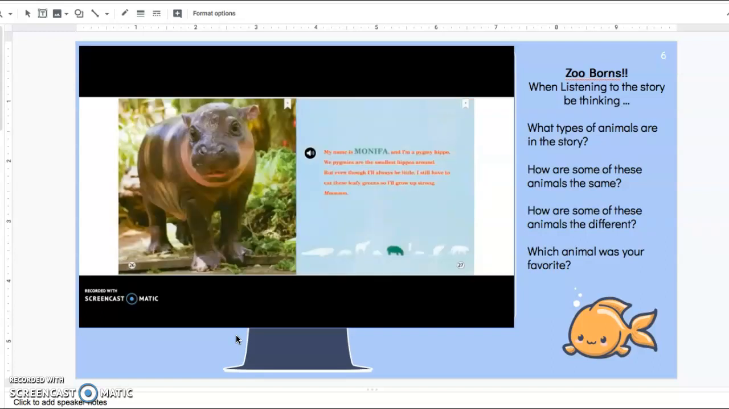My name is Monifa, and I'm a pygmy hippo. We pygmies are the smallest hippos around. But even though I'll always be little, I still have to eat these leafy greens, so I'll grow up strong.